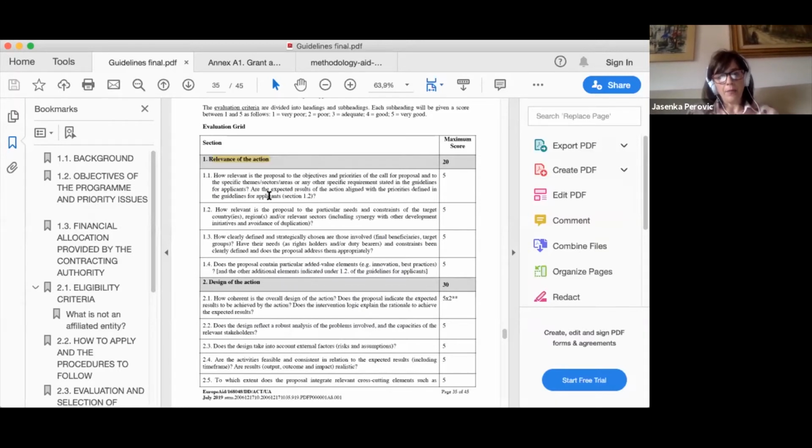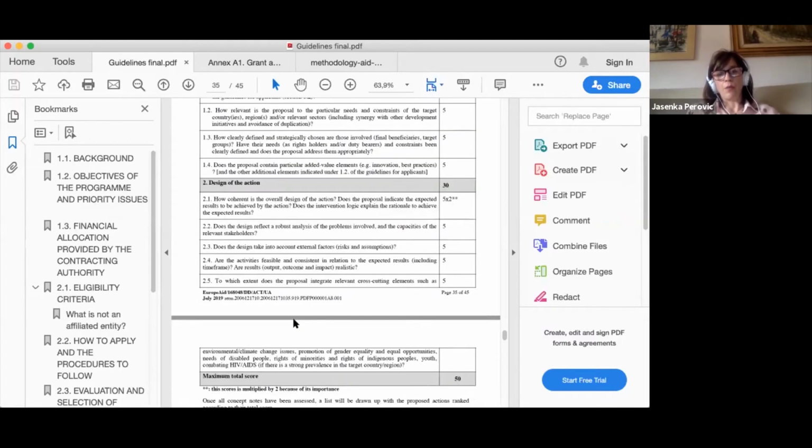And then the second part is the design of the action. How coherent is the overall design of the action? Does the design reflect a robust analysis of the problems involved? Does the design take into account external factors? Are the activities feasible and consistent in relation to the expected results? To what extent does the proposal integrate relevant cross-cutting elements?